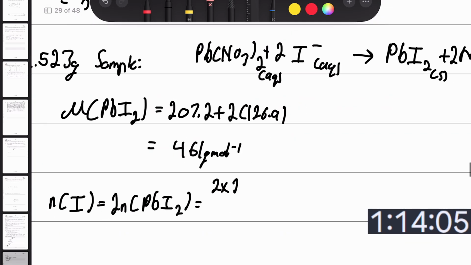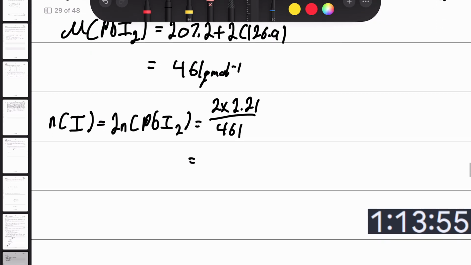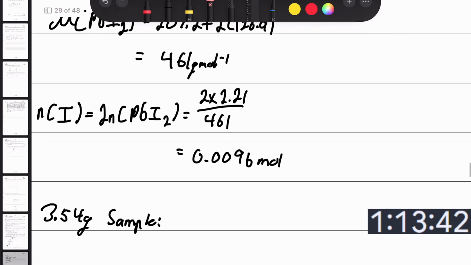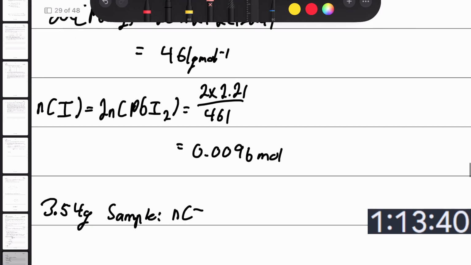2.21 all over 461. So I get 0.0096 moles. So I know that in a 3.54 gram sample, the number of I is going to be equal to this.